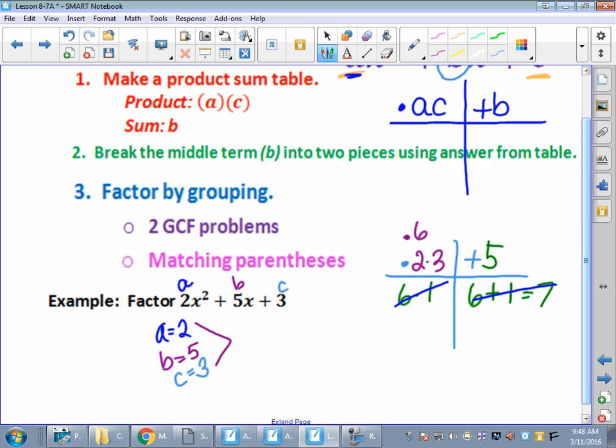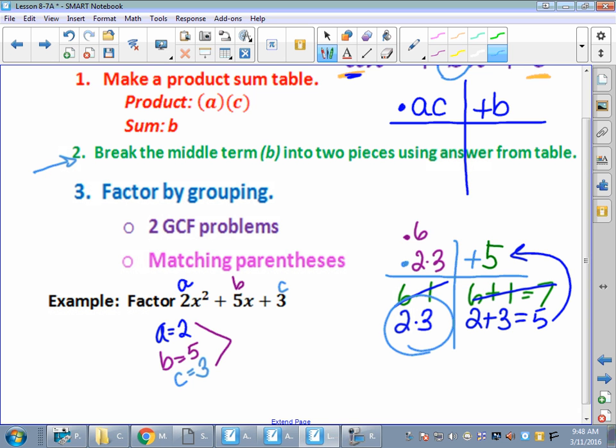What's another pair of numbers that multiplies to 6? 2 times 3. When you do this, we always put the product first because that's the first thing you should think about. Worry about if it adds up correctly after. So, 2 plus 3 will definitely give us that 5 that we were looking for. So we know that we are going to break the middle term b into the 2 pieces using the answer from our table. So 2 plus 3 equals 5.